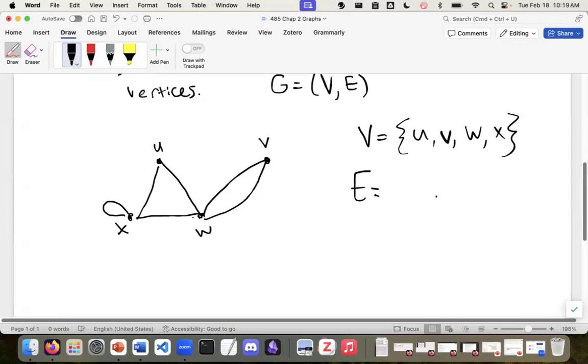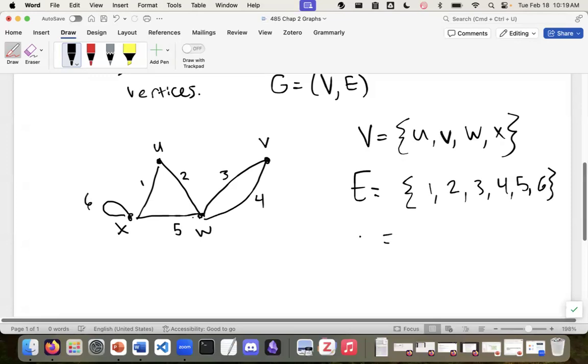So when we go to write the edge set, we can do it a few different ways. One way is we could number the edges, where we could say this is edge 1, this is edge 2, edge 3 and 4, 5, and 6. And so in that way, we could write the set of edges as 1, 2, 3, 4, 5, and 6, right? That's one possible way.